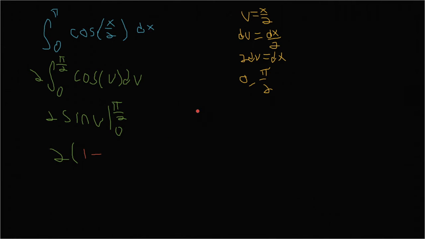Sine 0 is 0, because if we look at the unit circle, it is the y-coordinate, and there is no y value there. So 2 times 1 minus 0, or 2. Now let's do one more to prove we got this.